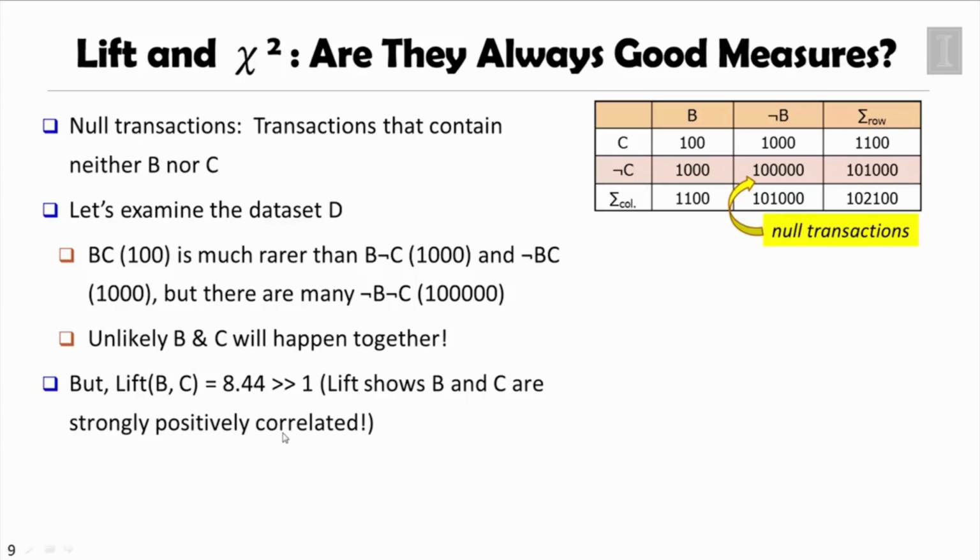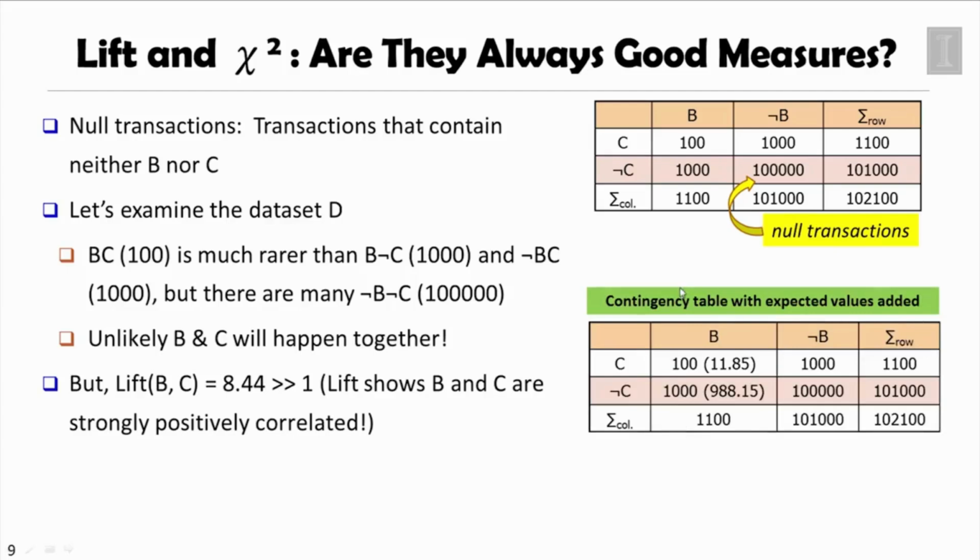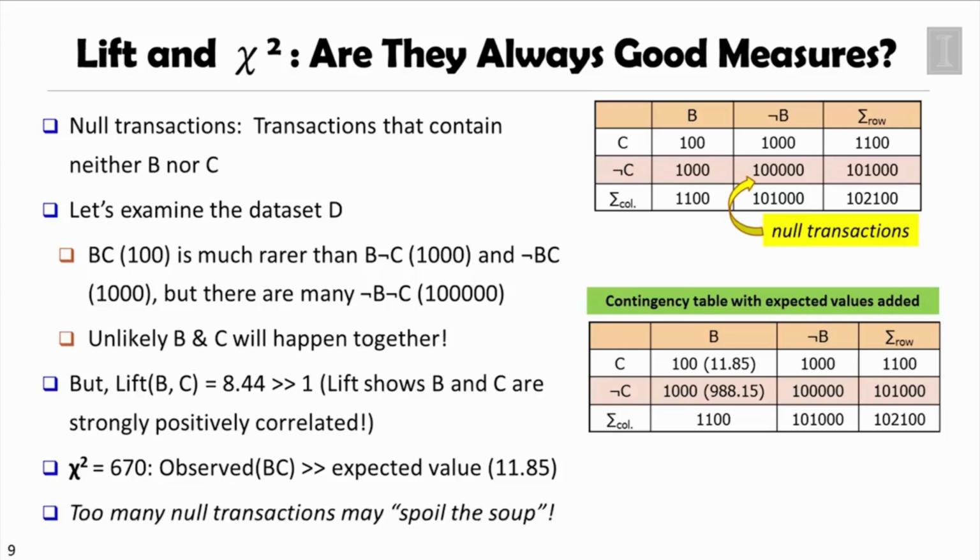This seems not right. Even if we use the same contingency table, add the expected value, and do the computation, we will find chi-square is bigger than 0. In the meantime, the observed value is far bigger than the expected value. So we also should say B and C are strongly positively correlated. This seems to be wrong. What's the problem? Actually, there are too many null transactions that may make things distorted. We need to fix it.